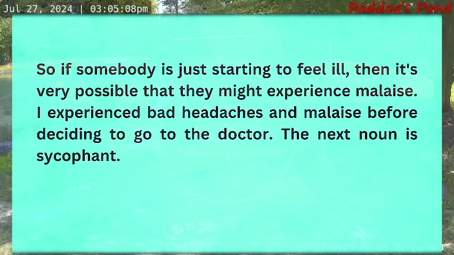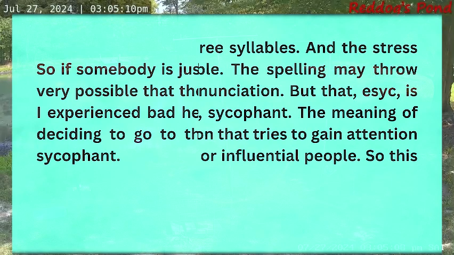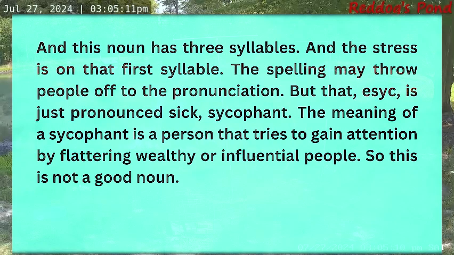The next noun is sycophant. And this noun has 3 syllables, and the stress is on that first syllable. The spelling may throw people off to the pronunciation. But it is just pronounced sycophant. The meaning of a sycophant is a person that tries to gain attention by flattering wealthy or influential people.